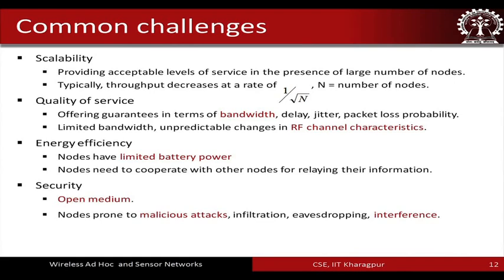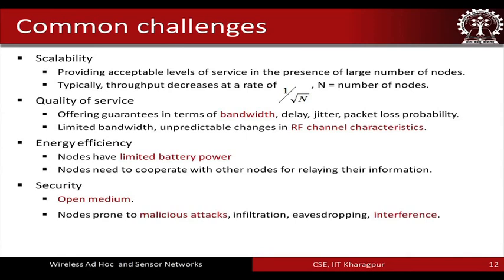Now, the main problem with offering quality of service guarantees in these networks is that these networks have very limited bandwidth, and there are unpredictable changes in the RF channel characteristics, in most cases due to the fact that the nodes in these networks are deployed in environments which are quite chaotic in nature, and so they have very chaotic channel characteristics as well.